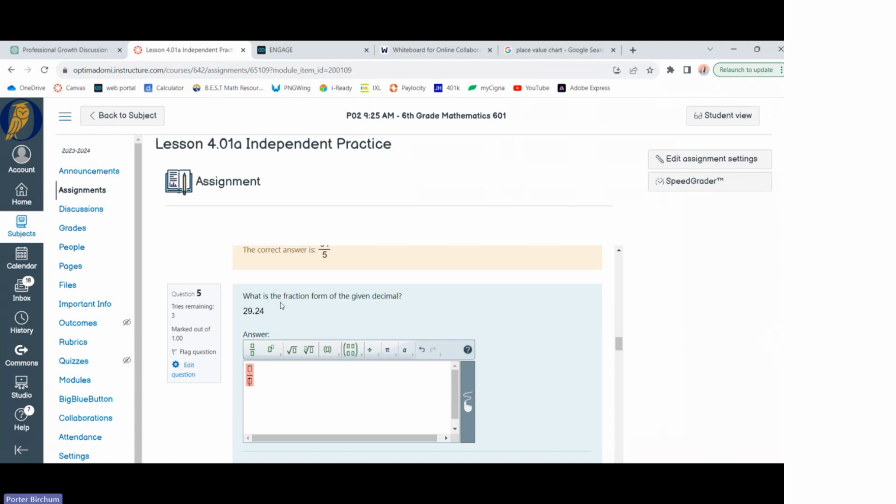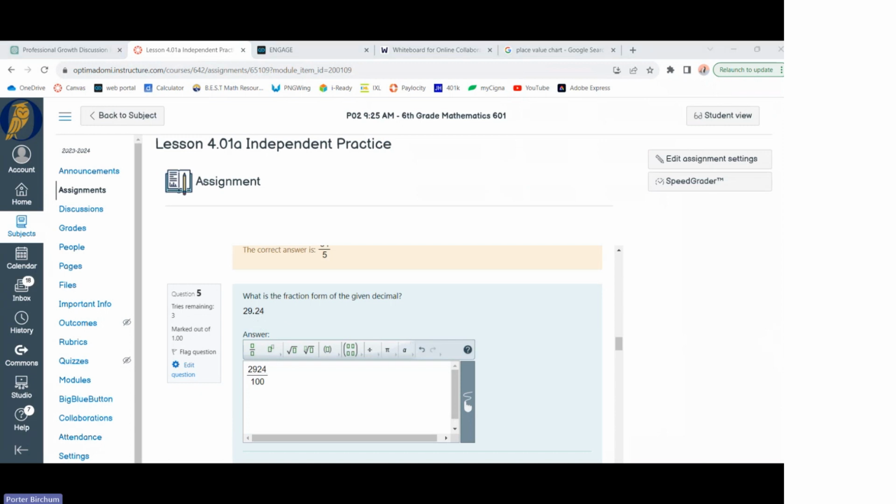I'm going to look and see, where does this number end? There's the tens place, the ones place, the tenths place, and the hundredths place. This number ends in the hundredths place. Now, I'm going to copy every number I see, 2924, and put it on top of 100. Copy all the numbers without the decimal point.